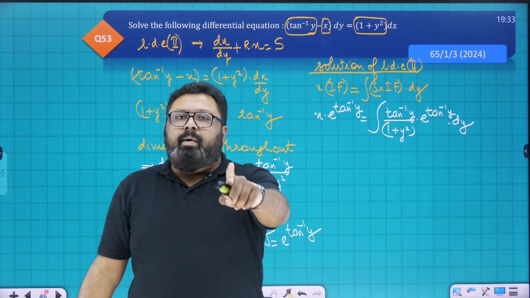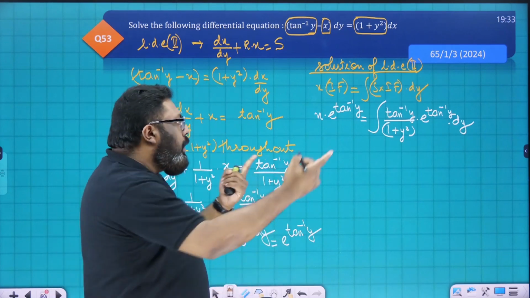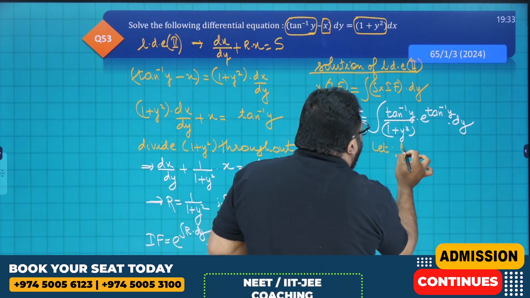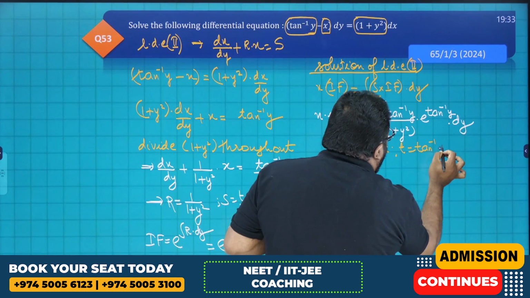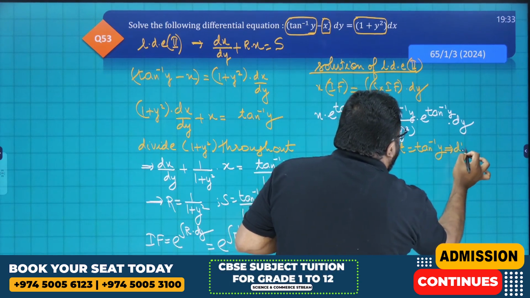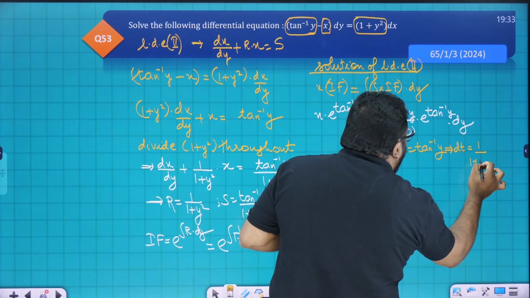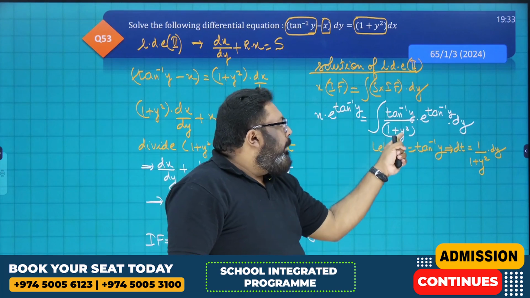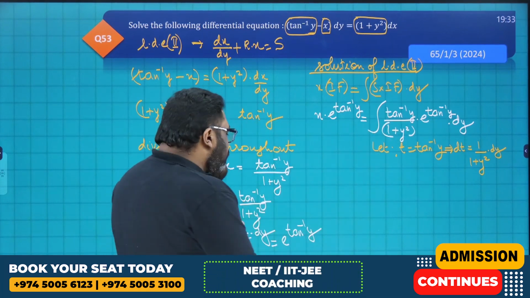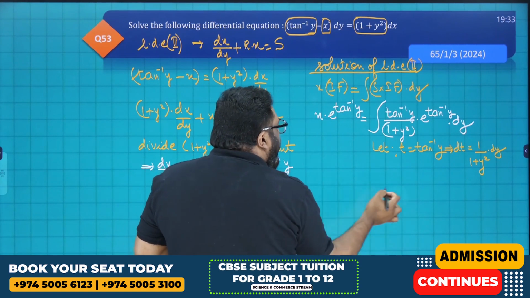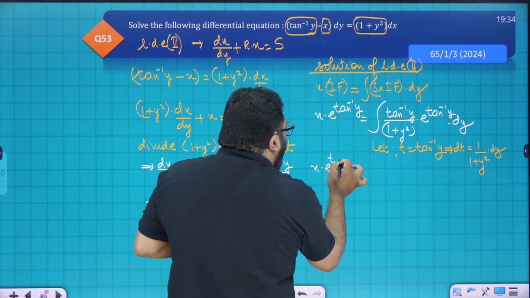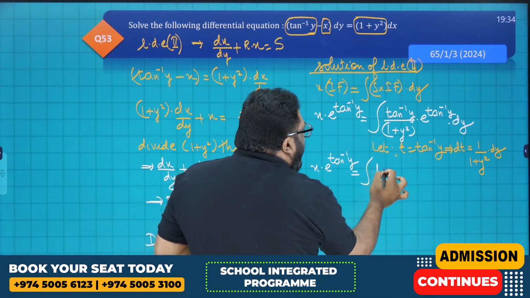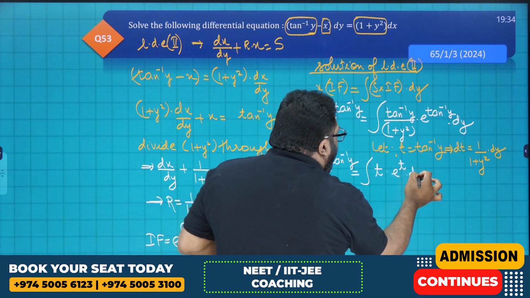Again reminding you, substitution or direct integration. Very clear. This is substitution over here. So I'll call now t is equal to tan inverse y. And the derivative dt is equal to 1 by 1 plus y squared dy. Perfect substitution. dy by 1 plus y squared is going to be dt. So my answer is ready for integration, that is x into e raised to tan inverse y is equal to integral of t into e raised to t dt.